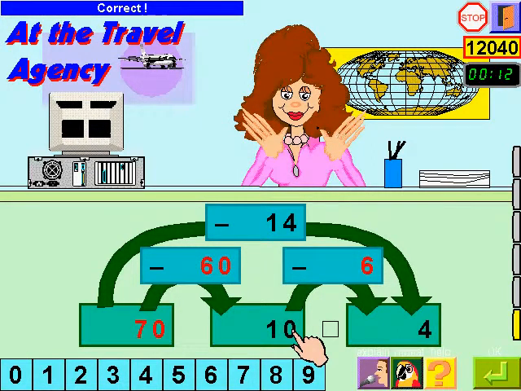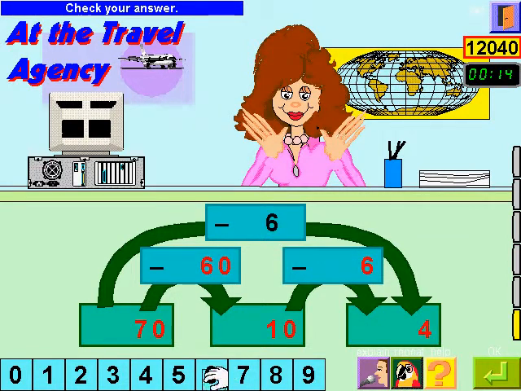Correct. Subtracting 60 followed by subtracting 6 is the same as subtracting 66. Check your answer. Amazing! It's your turn.